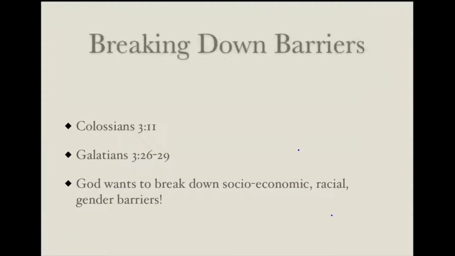Galatians 3 talks about there is neither Jew nor Gentile, neither slave nor free, nor is there male and female, for you are all one in Christ Jesus. So you see there, God is trying to break down barriers.